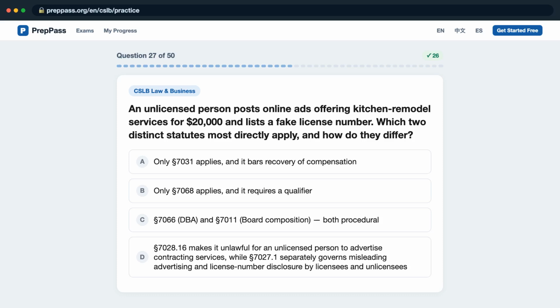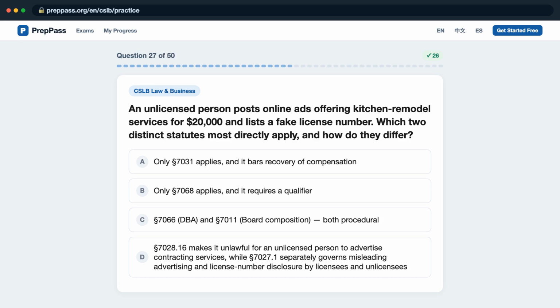Question 27. An unlicensed person posts online ads offering kitchen remodel services for $20,000 and lists a fake license number. Which 2 distinct statutes most directly apply, and how do they differ? Is it A. Only Section 7031 applies, and it bars recovery of compensation? B. Only Section 7068 applies, and it requires a qualifier? C. Section 7066, DBA, and Section 7011, Board Composition, both procedural?